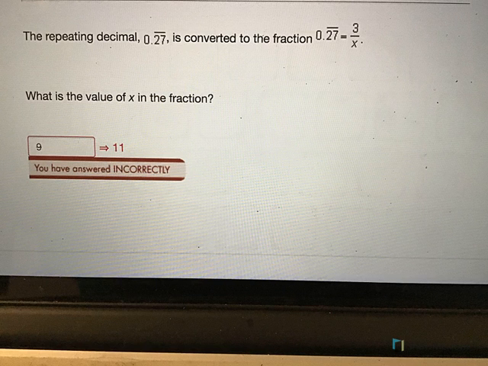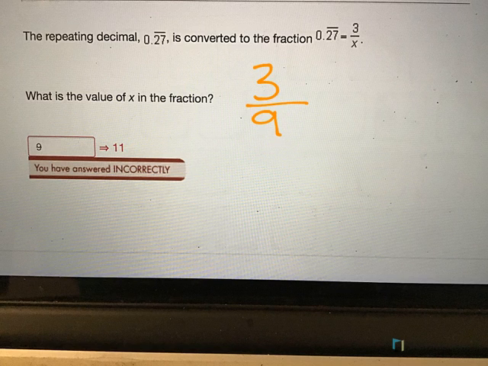Next problem that a lot of people are missing. The repeating decimal, 0.27 with a bar above it, 0.27, 27, 27, so on and so forth, is converted to the fraction 3 over something. What is the value of x in the fraction? Now this one is not too difficult because, again, this one I would definitely use your calculator to check your work. And I'm going to teach you a little trick.